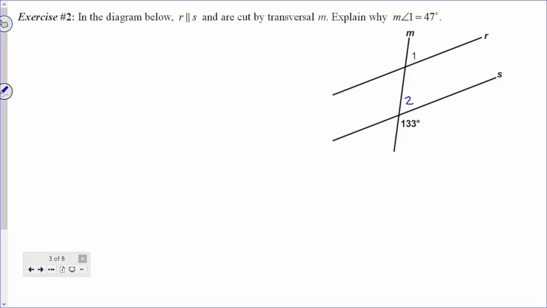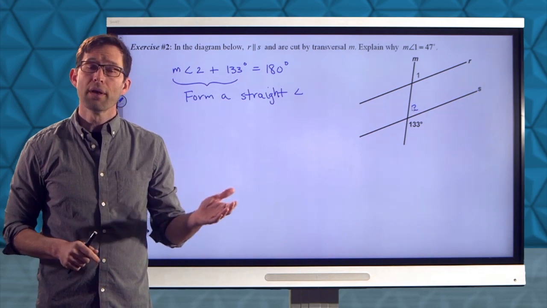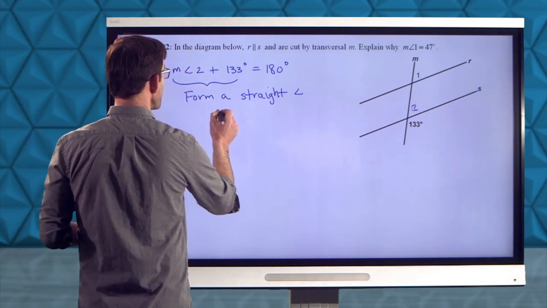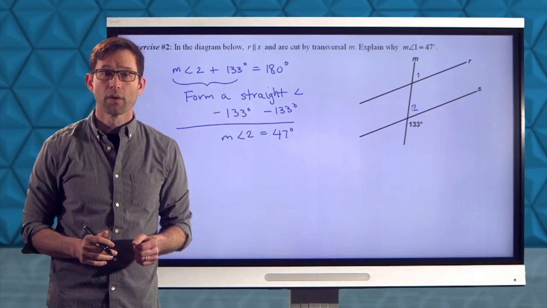Now, one thing that I know is that the measure of angle 2 plus 133 degrees must be 180 degrees because these two form a straight angle, right? Straight angles always measure 180 degrees. It's very easy then to solve this equation by subtracting 133 degrees from both sides, and we find that the measure of angle 2 is equal to 47 degrees. All right, that's simple, okay?